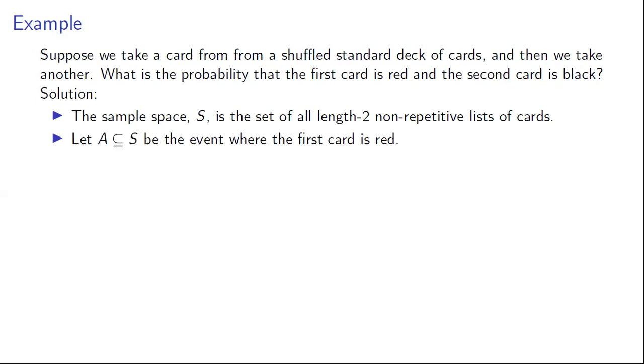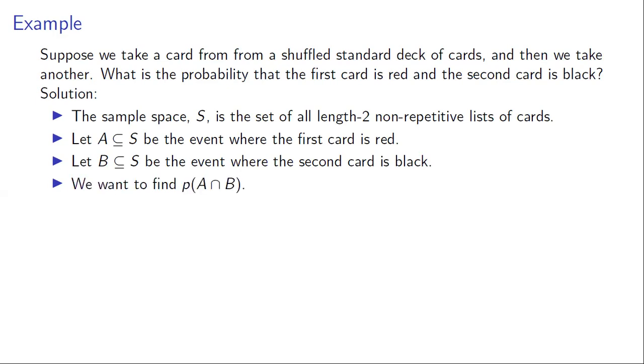Now let's define A, which is a subset of S. Let A be the event where the first card is red, and let B be the event where the second card is black. What we want to know is, what's the probability of A intersected with B? In other words, we want to know what's the probability that A will occur and B will occur at the same time, right? The intersection. Well, not at the same second, but in the same experiment, A will occur and B will occur. Right, so in other words, what's the probability that the first card is red and the second card is black in the same experiment?